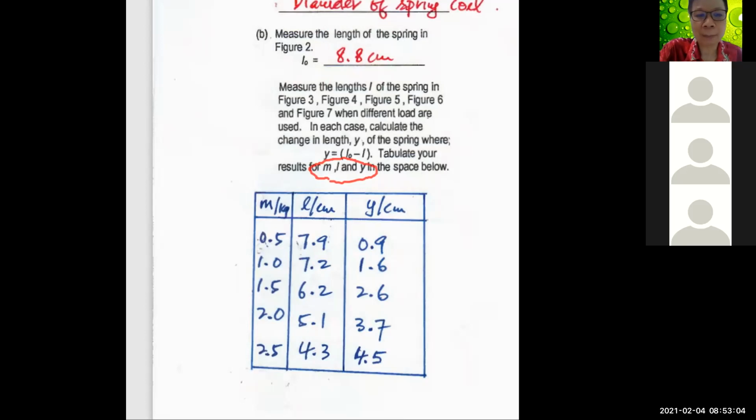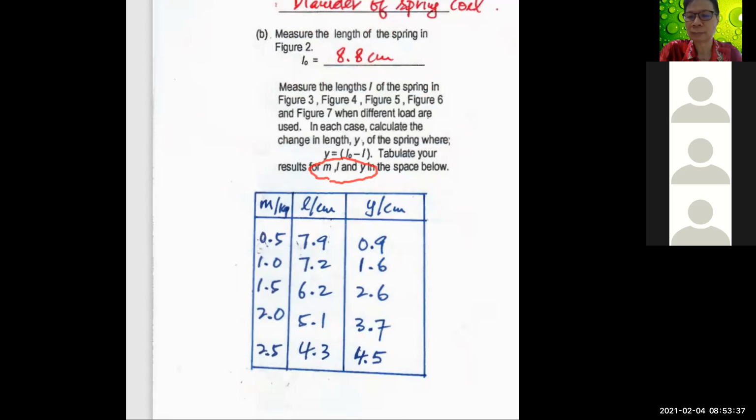Make sure your table has all the symbols, all the units, and the number of decimal places for each column must be uniform. The one you learned already, right? If you choose one decimal, all must be one decimal. If two, all must be two. I mean for individual columns, not the whole table. Understand? From one column to the next column, the number of decimal places can be different.